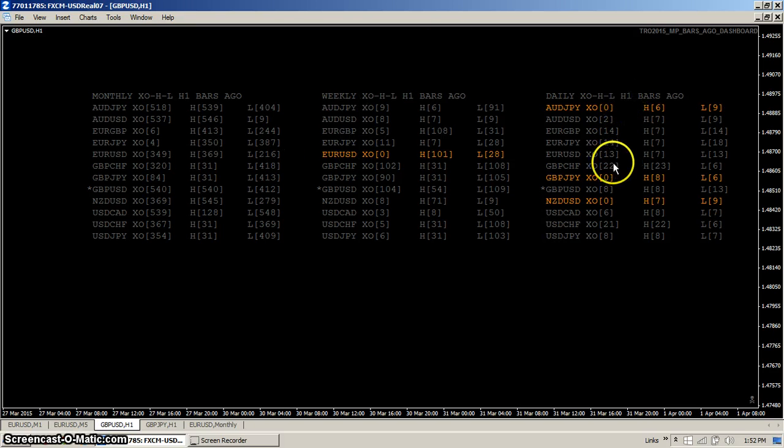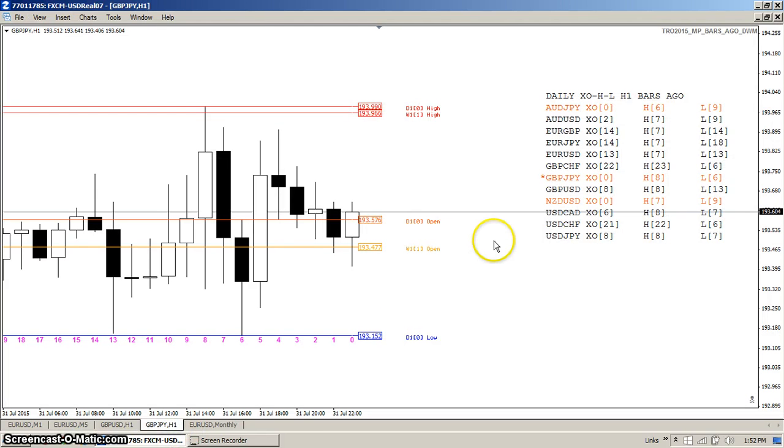So you can see here we have three open crosses. XO, cross the open. And here we have a weekly cross happening on the current bar. And so right here, once again, going to a chart template, you can see here that the GBPJPY on the current hour had passed below the previous week's open and then came back up and then crossed the daily open. So that was a trade opportunity.